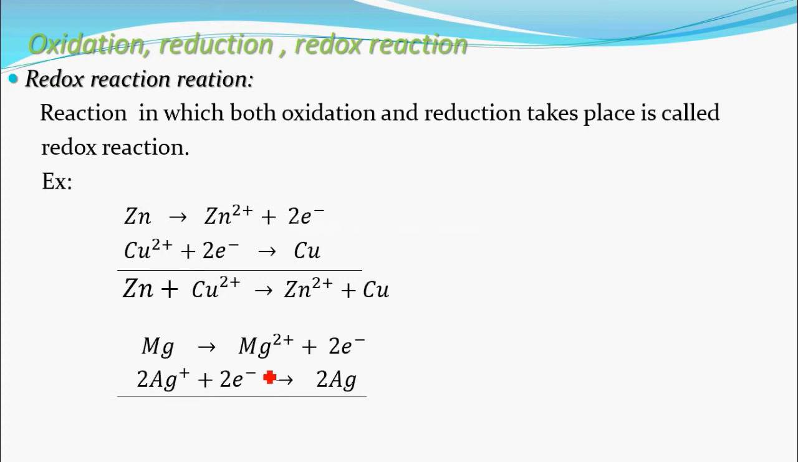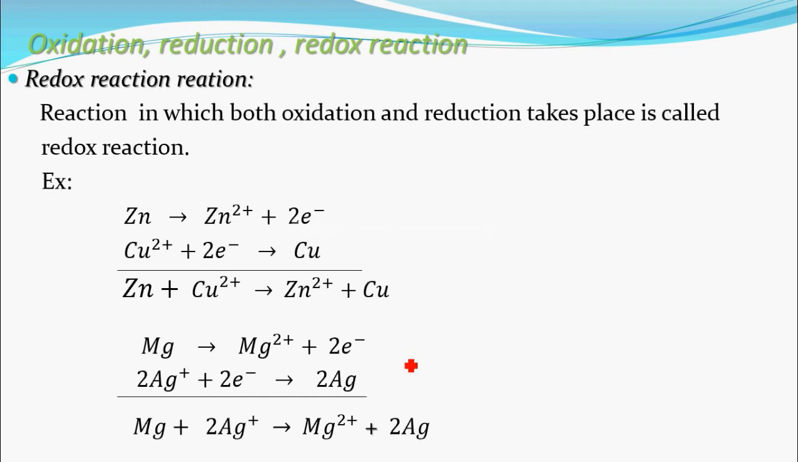Now these 2 electrons and these 2 electrons get cancelled. What remains on the left-hand side? Mg and 2 Ag+ remain, and on the right-hand side Mg2+ and 2 Ag remain. So this is the oxidation and this is the reduction reaction. Combining these two reactions is called a redox reaction.